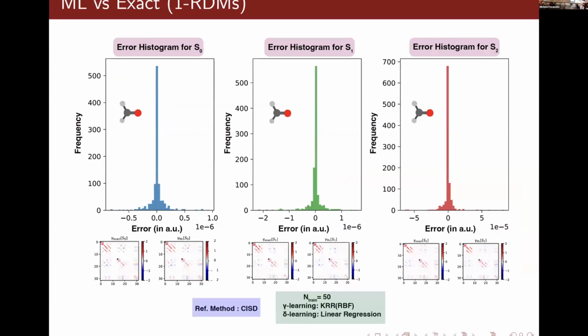Okay, so now how does our model look? Here I am plotting the error in the 1 RDM predictions for three states, S0, S1, and S2, for this formaldehyde molecule. As you can see, the max error for all of them is in the order of 10⁻⁶, and the mean error is just above 0. So the gamma that you are getting out of these ML models is indistinguishable from what you would get from reference CCSD calculations. We can achieve this by using just 50 training points, which is also very interesting.